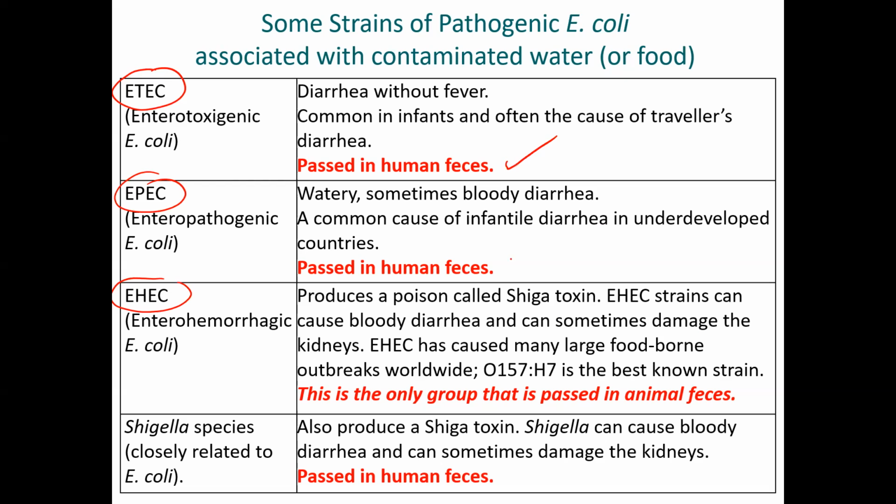Spread by human feces, spread by human feces. This one is spread by animal feces. This one is spread by human feces. So that's one of the main points here: it's spread by fecal matter. So if you have clean water, not a concern. Sometimes, of course, the fecal matter can end up on food. And that's why we sometimes end up with spinach recalls or romaine lettuce recalls and things like that.